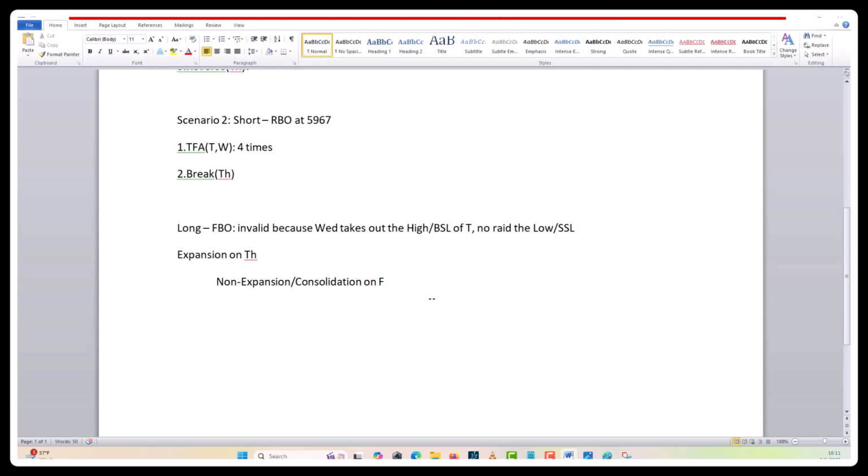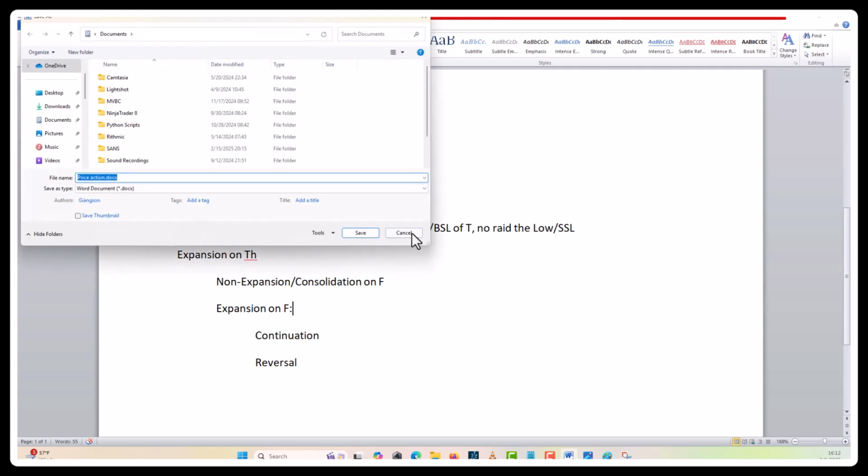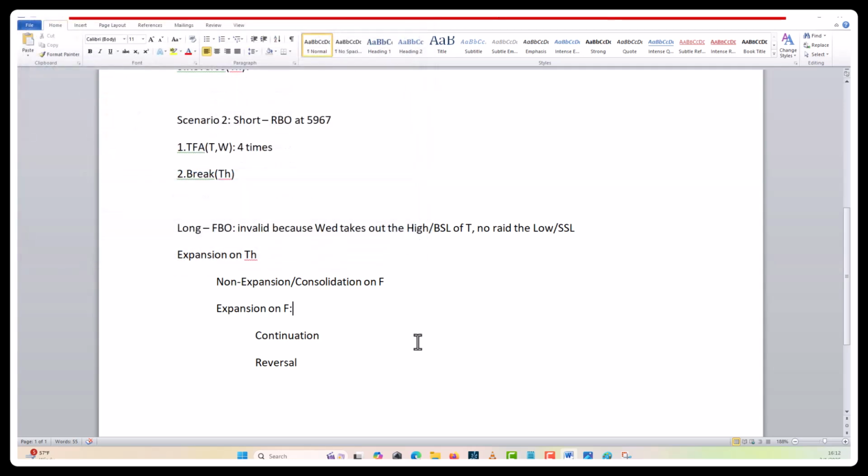So on Friday it can be what? It can be a non-expansion move with consolidation, or it can be expansion. When it's expansion on Friday, we have two scenarios here. Expansion in the sense that it's going to be a continuation, or a reversal. Beautiful right there. You see? That is the idea. So we have to analyze and eliminate to see which scenario is going to play out. That's how we play our cards right there.